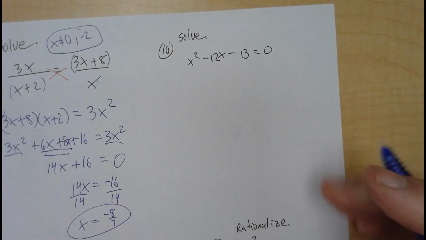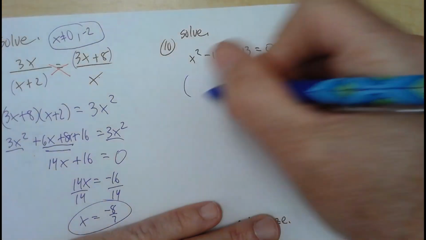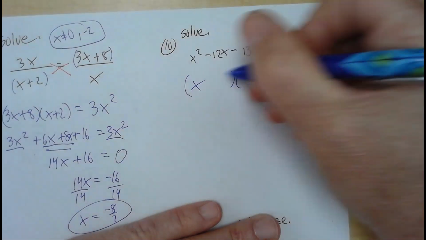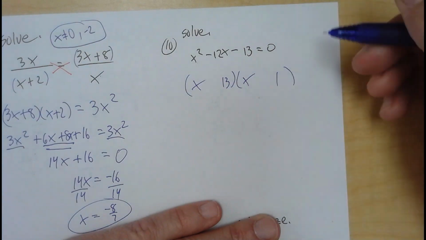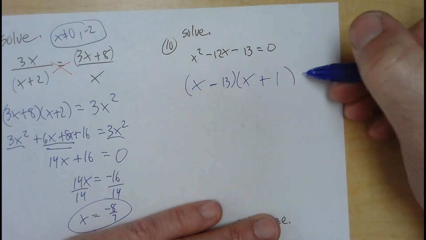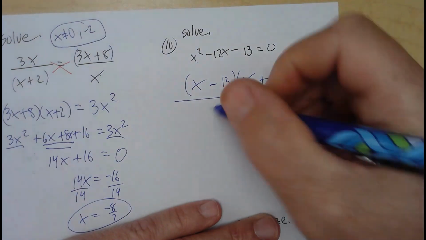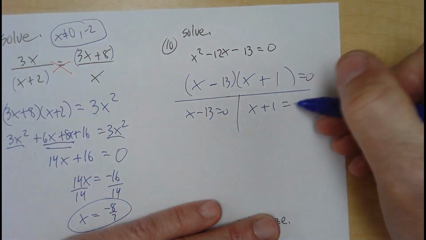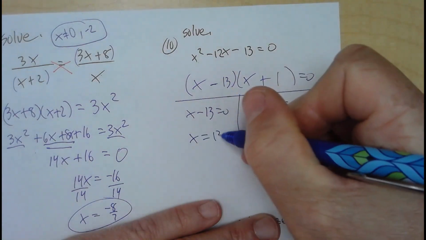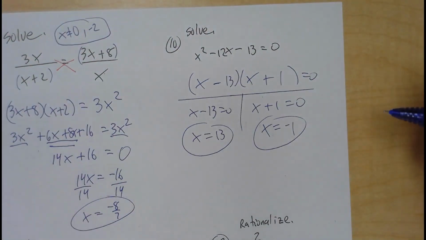All right, the next one is factor, and then we set our factors equal to 0. 13 is a prime number, so it has to be 13 and 1, negative and positive. So we do the zero product property, and we make a T. We set each factor equal to 0, and we get x is equal to 13 and x is equal to negative 1. Notice I didn't have you do the quadratic formula on this.